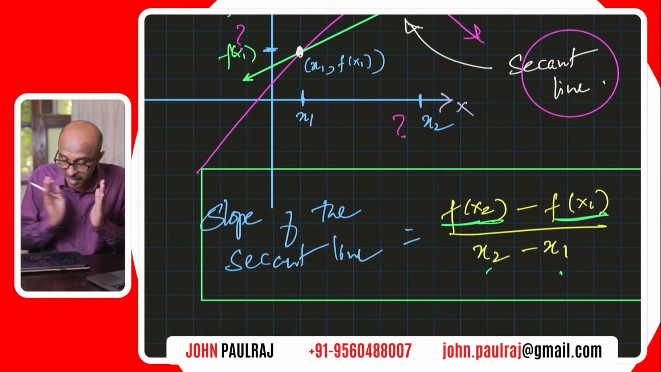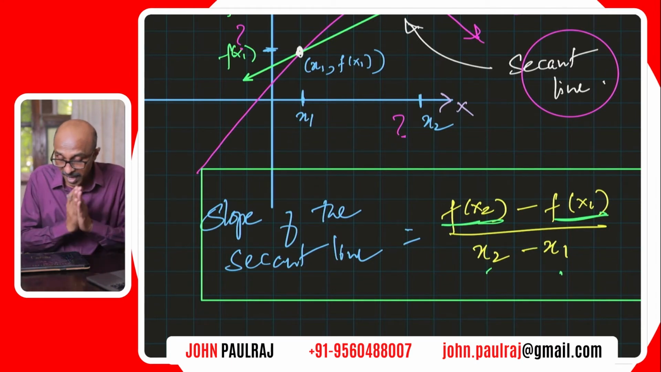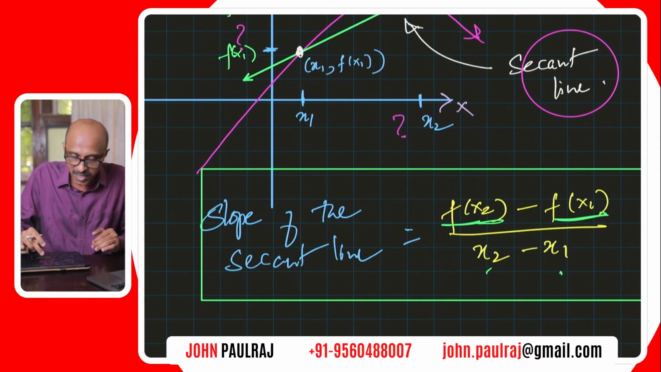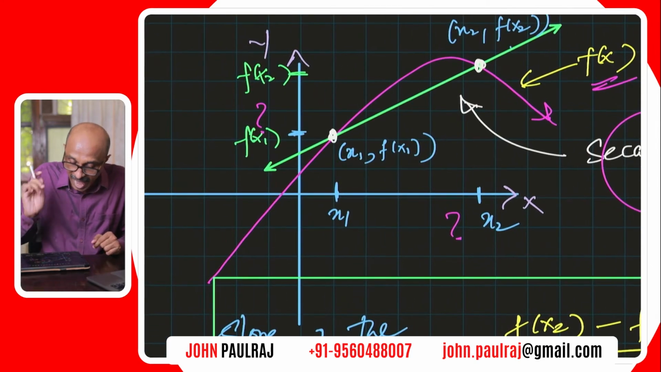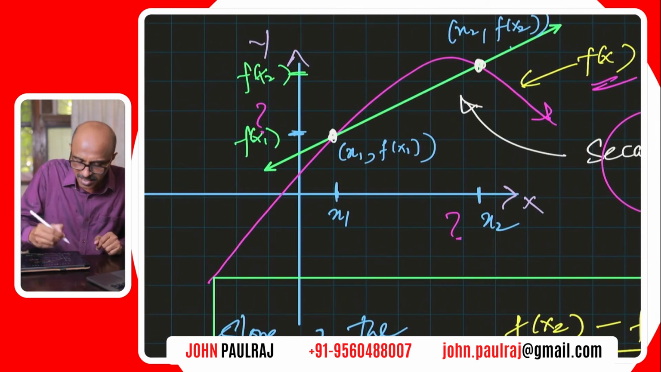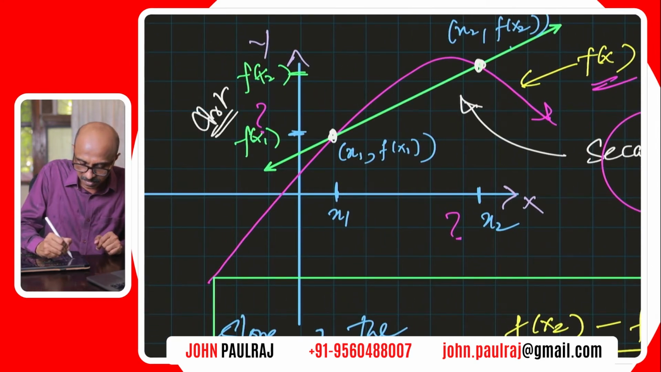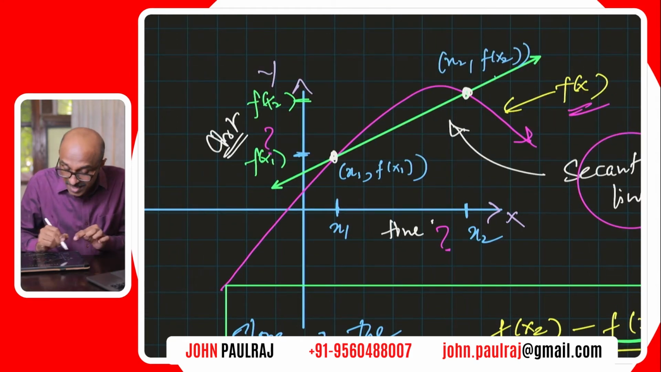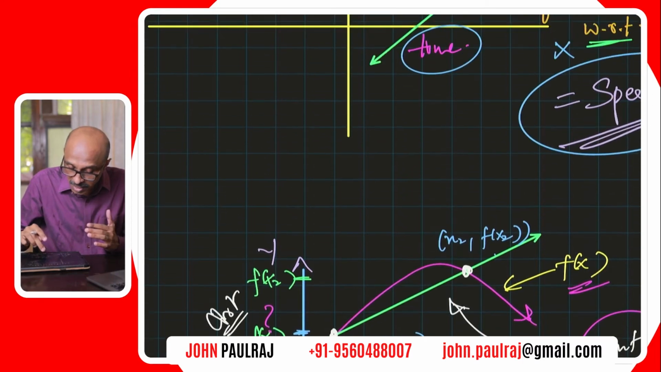Slope of the secant line, f of x2 minus f of x1, over x2 minus x1. Cool? Now let's put a certain context to it, and suppose that this graph actually measured the distance. Let's take the same example, distance, and here we have time.